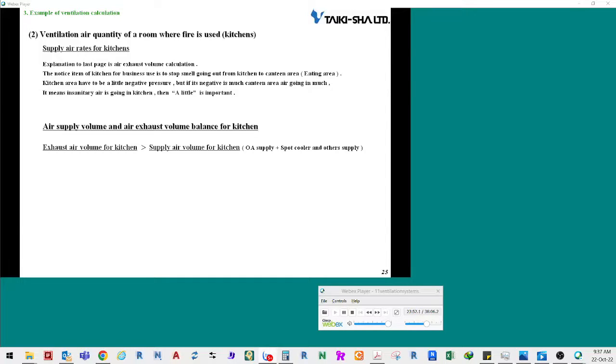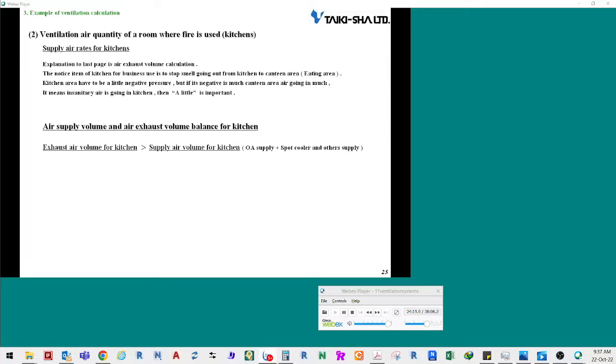Supply air rates for kitchens. So far, I have explained the calculation of exhaust flow rates for kitchens. One point to pay attention to is to ensure that bad smells from a kitchen do not flow out to spaces including dining rooms. So, set a negative pressure in the kitchen.